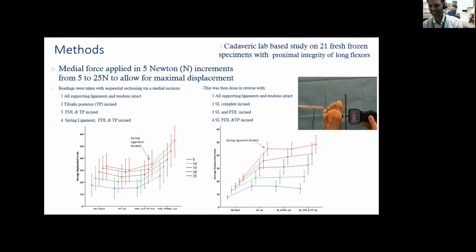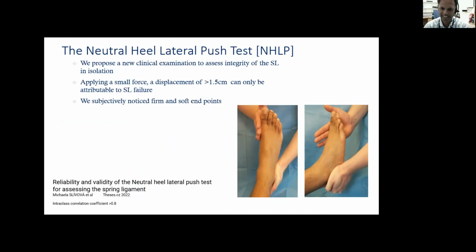And we were able to, I'm not going to go through this in detail, selectively section loaded, unloaded tendons in retrograde and prograde fashion. And it's only when you divide the spring ligament, you get this massive abduction swing when you control the subtalar axis and the tibiotalar axis. And therefore, we came up with this, saying applying a small force with the hindfoot in neutral, generating a 1.5 centimeter translation at the hallux, really is attributable to spring ligament failure.